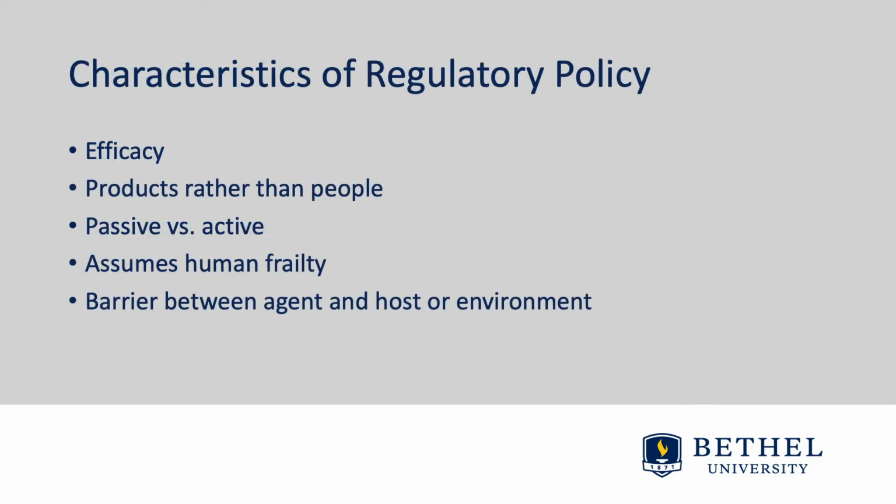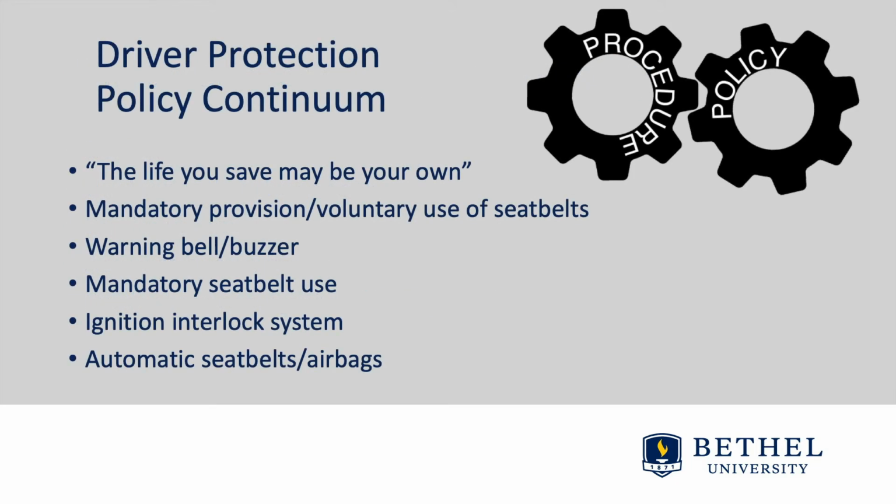So here is a list of the characteristics of regulatory policy. The focus is to do what works, and the emphasis is on the product as people are more unreliable. The policy assumes human frailty, and this regulatory policy looks to break the link between the agent, host, and environment. This shows the continuum of policies for the protection of using safety devices for driver protection.